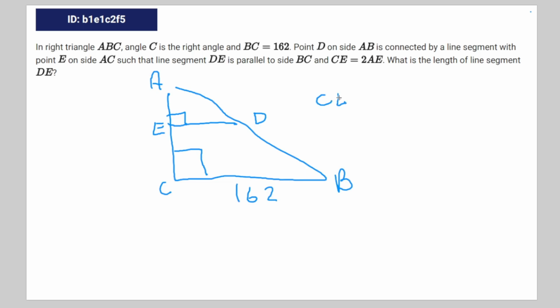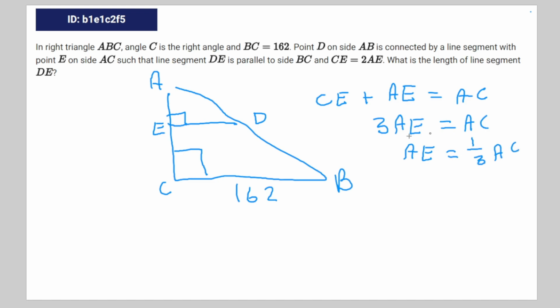As you can see, CE plus AE is equal to AC, but CE is equal to 2AE. So that really means 3AE is equal to AC. Therefore, AE is equal to 1/3 AC. And since these triangles share two angles, the 90-degree angle and also angle A, ADE is similar to ABC.